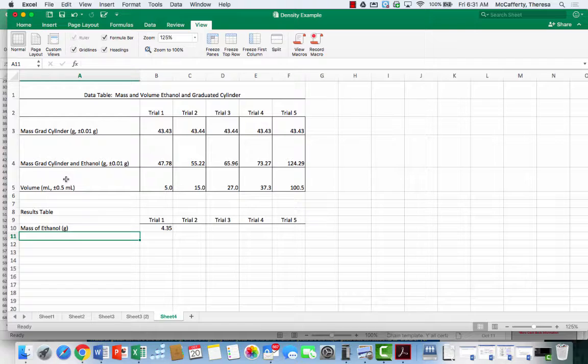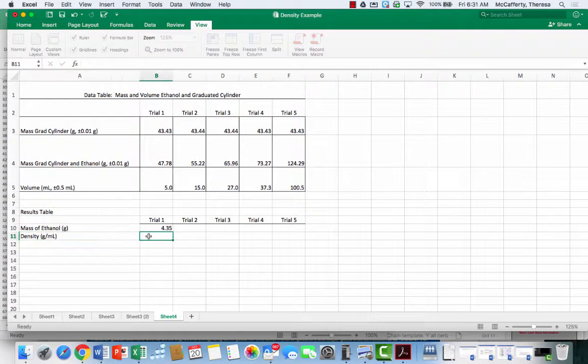And then density, I can calculate density right away. Density is going to be grams divided by milliliters per units. For this one, I'm going to take this mass that I just calculated, right? So the plus sign tells Excel I'm going to do a calculation, and then I highlight the cell that I want first, and then just divide it by the value that's in that volume cell. Okay, so there we go.